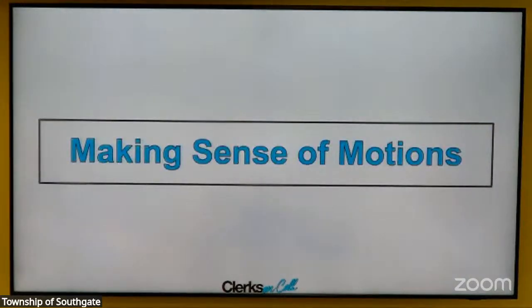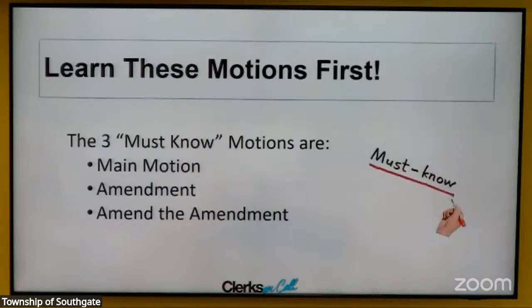So Michelle's outlined the steps in making a motion and how to draft motions. Now let's talk about the different types of motions and how to process them. And as a former clerk, I think this is the most exciting part of the presentation, but some others might not agree. There are many different types of motions, and you're not going to find that you use them regularly during your council deliberations.